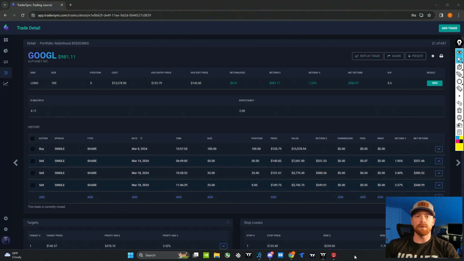So if it gaps down 10%, 20% overnight, you could wake up with a huge drawdown even though you only planned on risking say $250 or $500 in that trade. So that's one thing to consider.